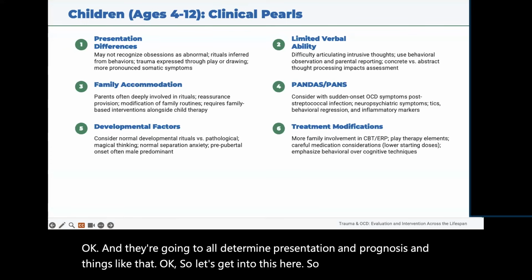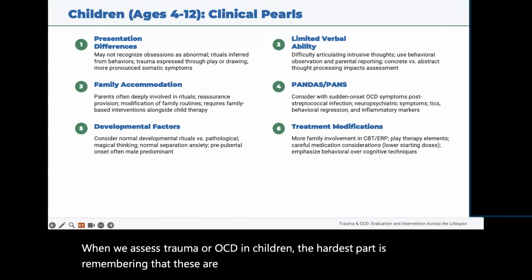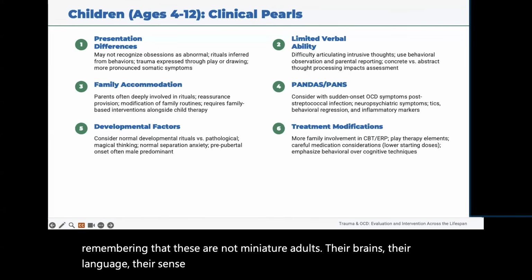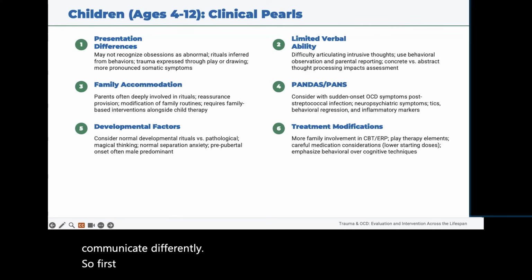So let's talk about children. When we assess trauma or OCD in children, the hardest part is remembering that these are not miniature adults. Their brains, their language, their sense of self are all still forming. So their symptoms will communicate differently. So first, how does it look different?